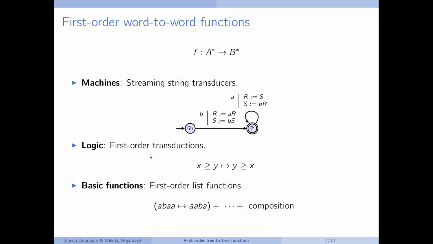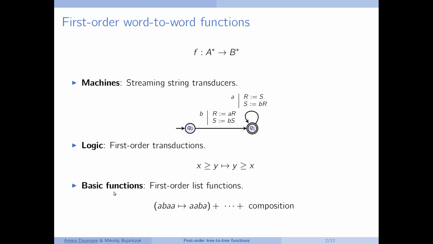So here we see a word as a logical structure, and we use first-order formulas to describe the link between the input and the output. So this is an example of a transduction which describes the reverse function.